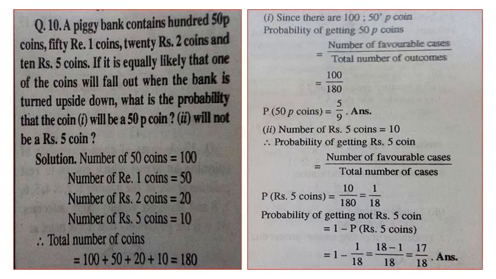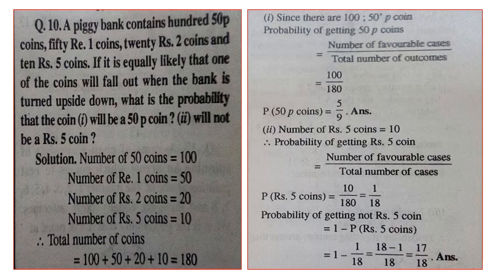So first we have to find the total number of coins in the piggy bank. Number of 50 paise coins is equal to 100. Number of 1 rupee coins is equal to 50. Number of 2 rupees coins is equal to 20. Number of 5 rupees coins is equal to 10. Therefore, the total number of coins or the total number of outcomes is equal to 100 plus 50 plus 20 plus 10 is equal to 180. So our n of S is equal to 180.